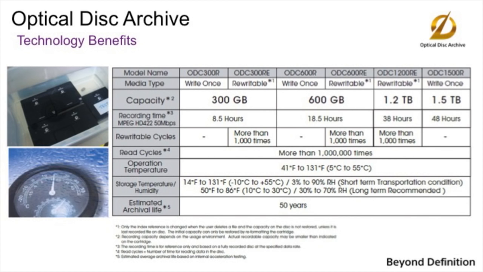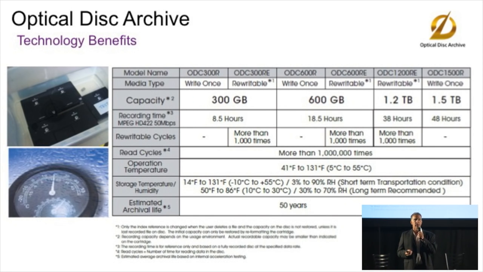One of the key advantages of Optical Disc Archive, when you compare it to LTO, for example, is the read cycles. We can read an ODA cartridge more than 1 million times. LTO has disadvantages in respect to the number of passes before that media starts degrading. Again, 1 million read cycles with ODA. Significant advantage in the technology.